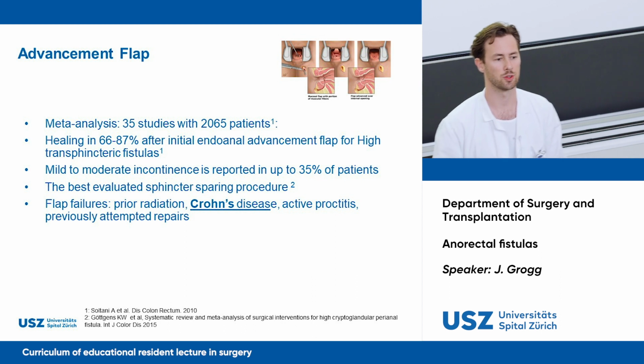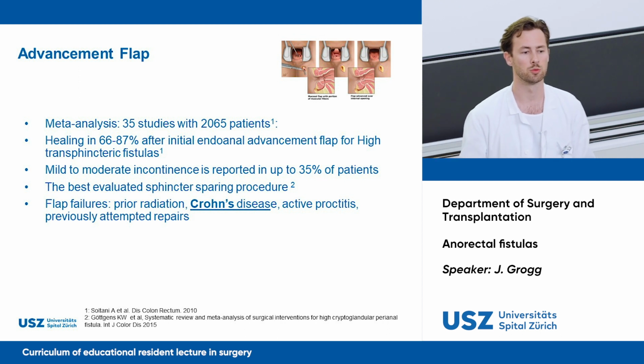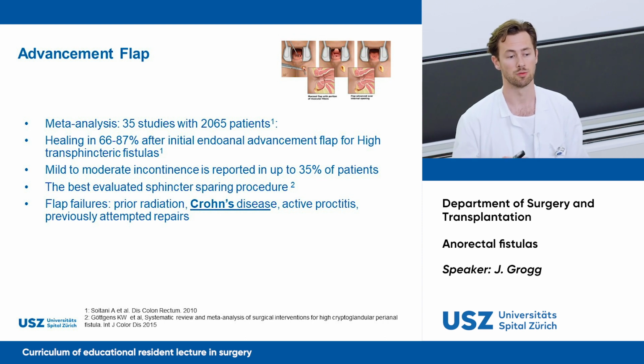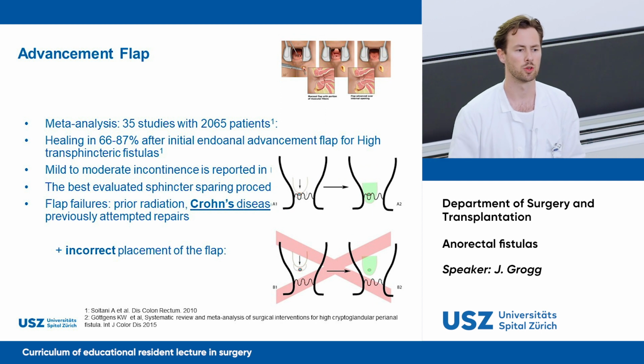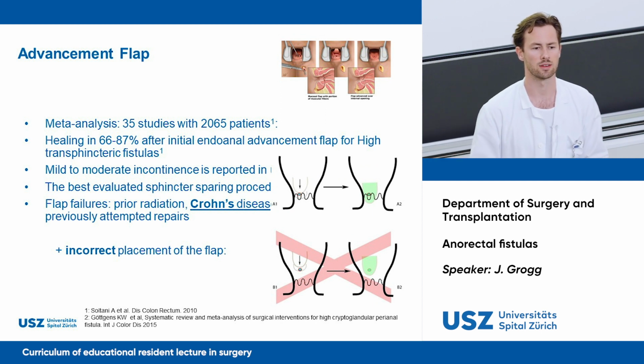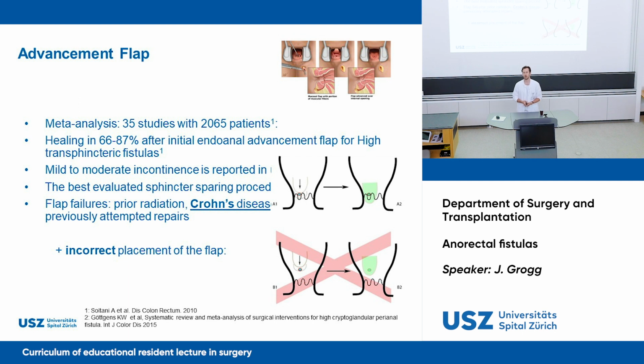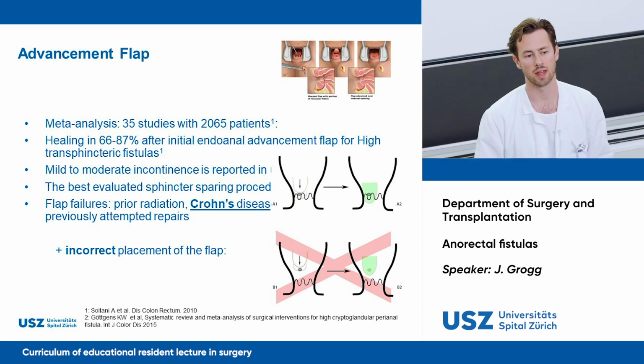There are certain factors associated with flap failures. Of course, if the mucosa is already damaged, for example, prior radiation, damage with Crohn's disease, active proctitis, but also previous surgical attempts for repair are associated with flap failures. Also, this newer meta-analysis states that some articles did not report or document the surgical technique properly. So it's important, as I stated before, that anal crypt glands are usually located at the dentate line, and of course the flap should cover the dentate line.